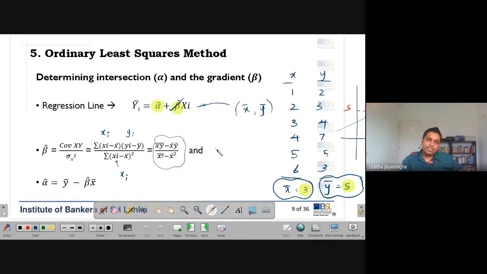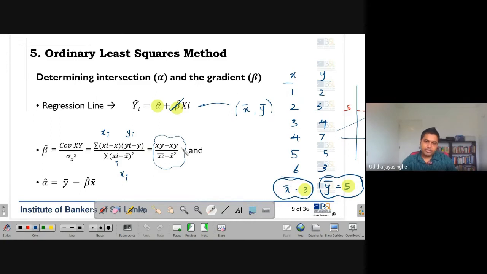So that's why we use the beta and alpha computation, calculating beta first by using this equation of covariance and variance. Covariance of xy is nothing but what we have done previously, sigma of xi minus x bar times yi minus y bar. This is the portion coming from the covariance, and the variance is our friendly equation, sigma of xi minus x bar squared.